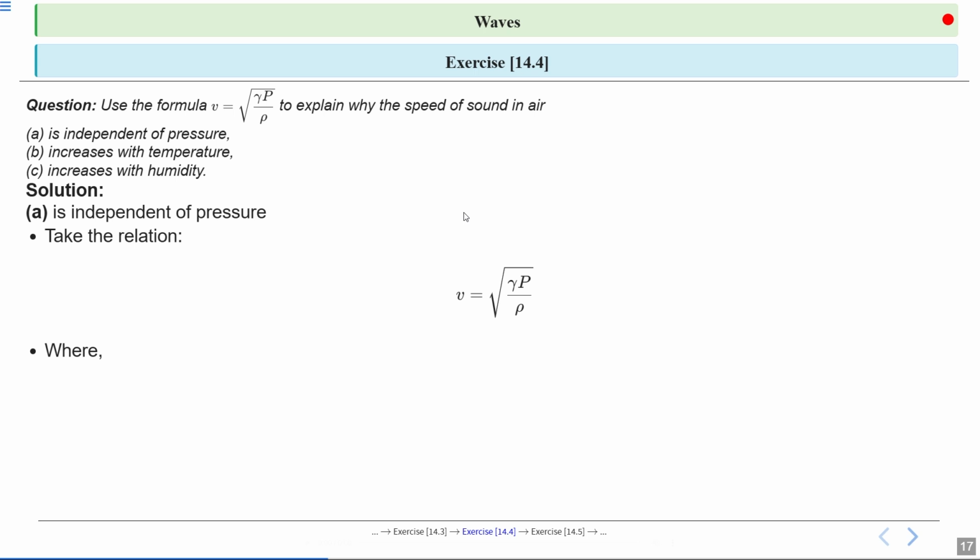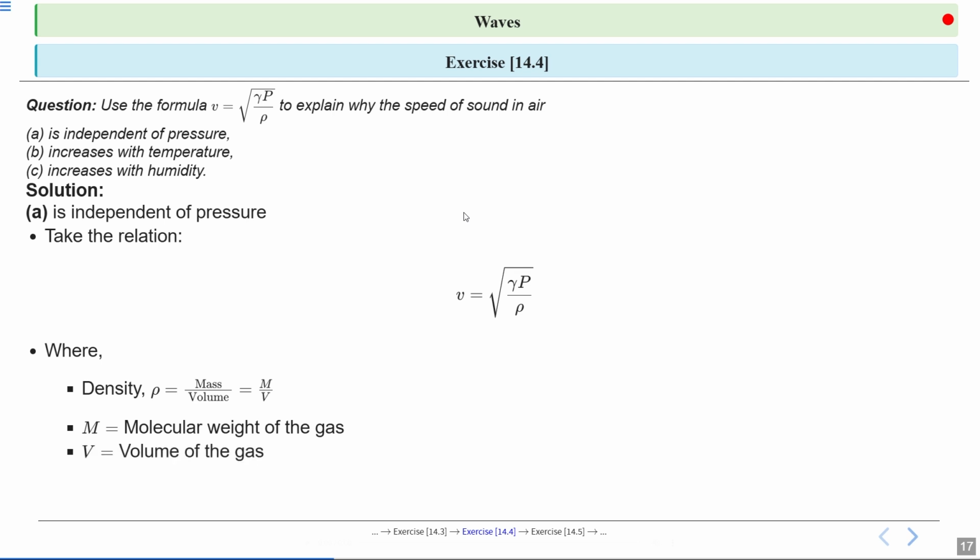We know density rho equal to mass upon volume. So mass is capital M, the molecular weight of the gas, and volume is capital V, the volume of the gas. Clear?